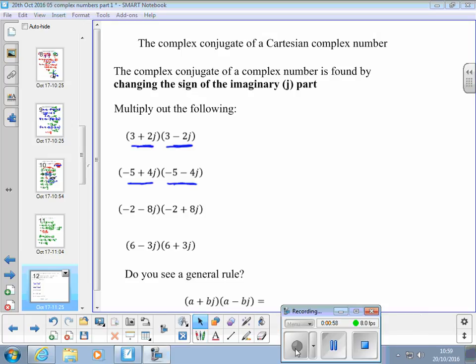So if we do this on this one, 3 times 3 is 9. Let's write it like this: 3 times 3, 3 squared. 3 times minus 2j is minus 6j. 2j times 3 is plus 6j. 2j times minus 2j is minus 4j squared.